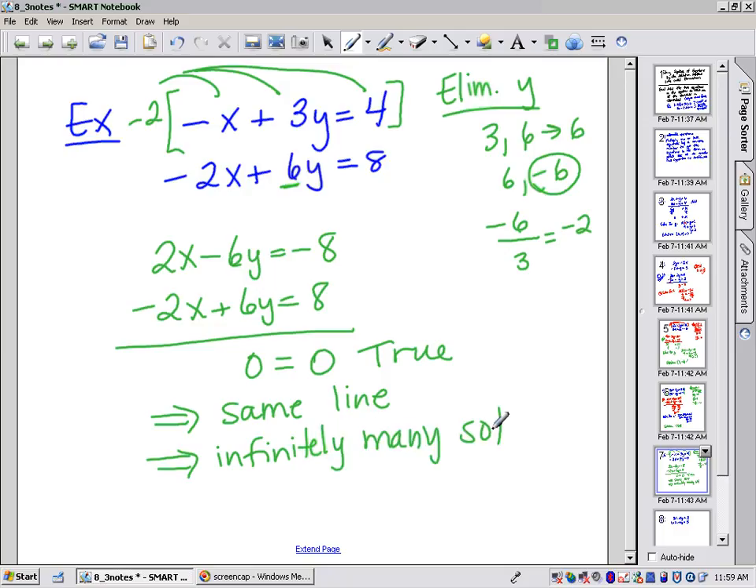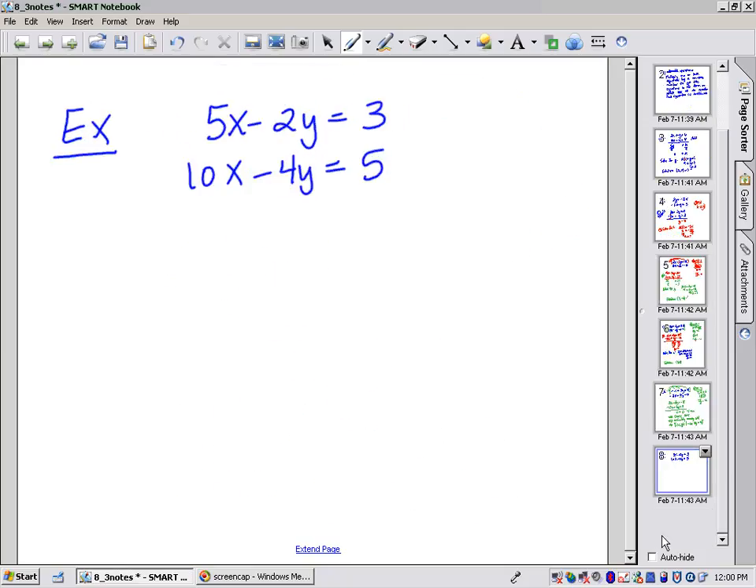So remember how to write our solution set. We would say it's the set of all ordered pairs such that it satisfies one of the equations. Well, they're the same, so you can just put either one in here. Okay? So that's one of the special cases. We're still going to see either a unique point, no solutions, or infinitely many solutions. And my last example will illustrate the no solution.